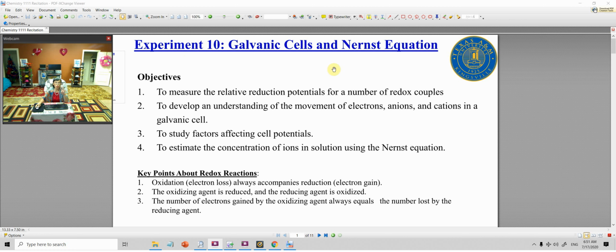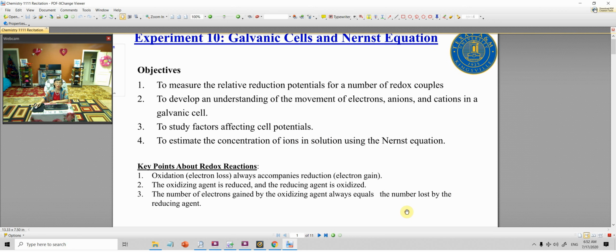You have 4 different objectives. First, to determine the relative reduction potential for a number of redox couples; to develop the understanding of the movement of electrons, anions, and cations in your galvanic cell; to study factors that affect your cell potential; and to estimate the concentration of ions in your solution by using the Nernst equation.